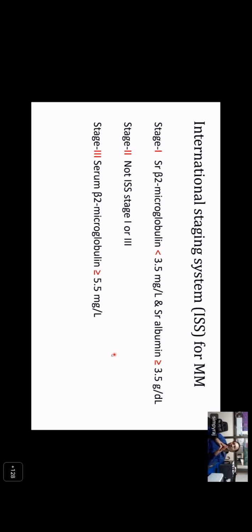If you look at ISS staging, that is the International Staging System, it is a quite old staging system, which some centers find difficult to follow, but it is being used internationally. So I'm going to describe it. We have three stages: stage 1, stage 2, and stage 3. Stage 1 is where we have serum beta 2 microglobulin less than 3.5 and serum albumin more than 3.5 gram per deciliter. Stage 3 is where we have serum beta 2 microglobulin more than 5.5 milligram per liter. And all those patients who do not meet stage 1 or 3 are categorized into stage 2 disease.